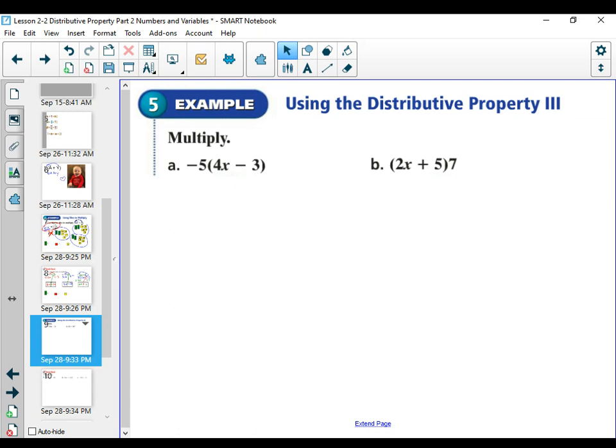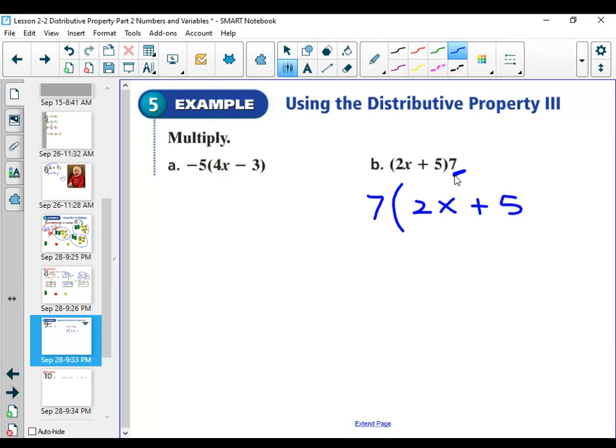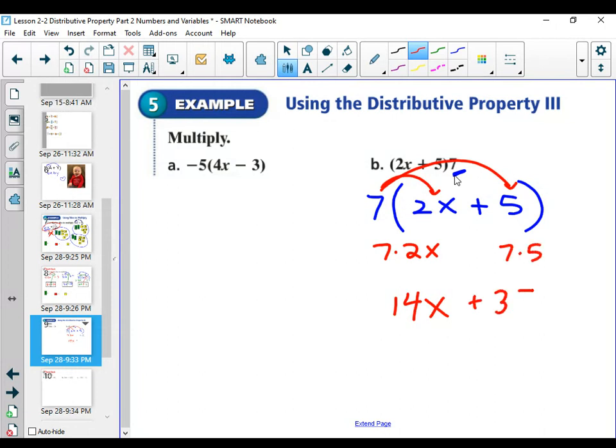I'm going out of order on purpose. Why is this 7 over here at the end? That 7 is playing tricks on us. I know, let's put the 7 in the front. The commutative property says you can change the order for multiplication, no big deal. 7 times 2x, 14x. 7 times 5, 35.